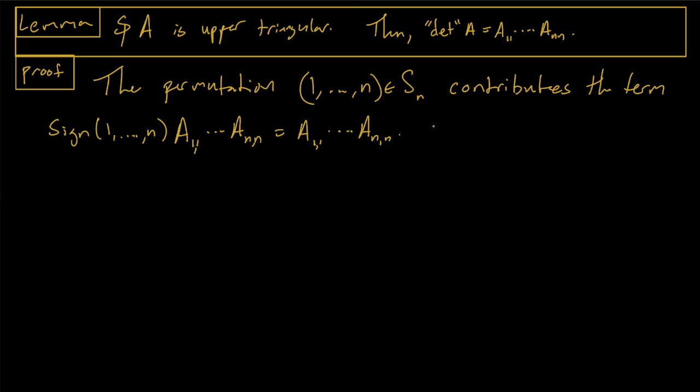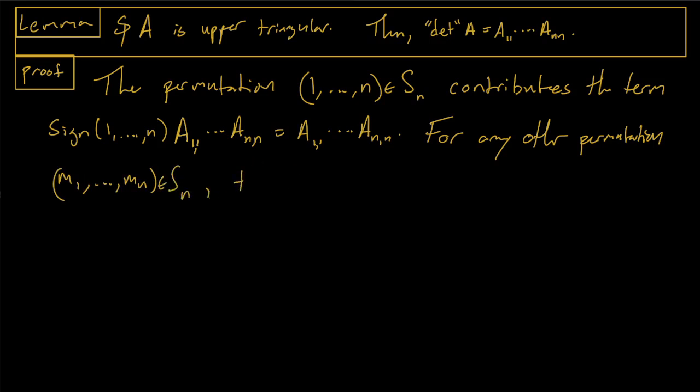That is, it contributes this term to the determinant of A, the quote-unquote determinant, since it's defined as a sum of terms like this. Okay, now for any other permutation M1 through Mn in Sn, there is some entry mk such that k is less than mk.